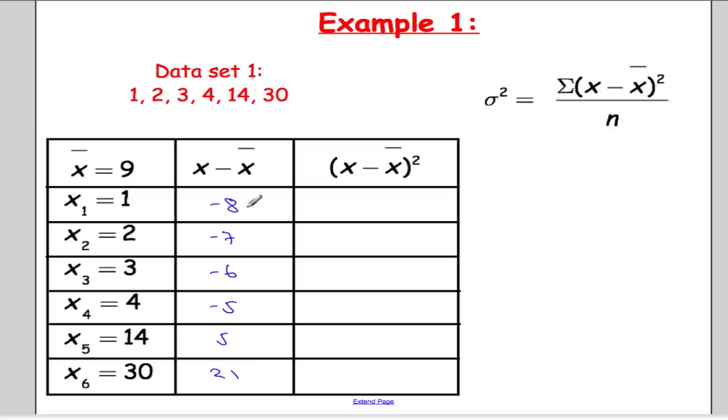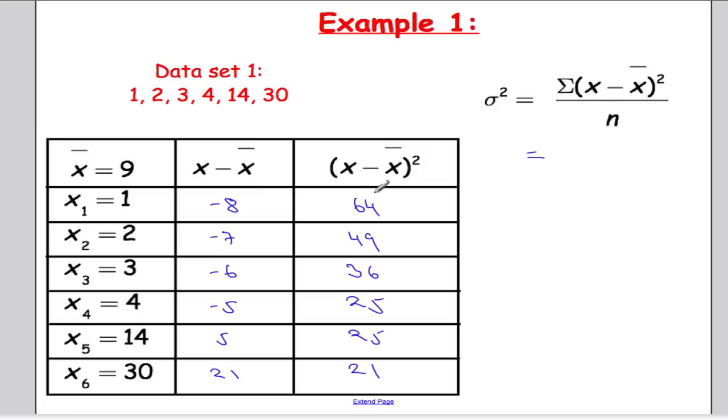And what we're going to do now is we're actually going to square all of these, and that will get rid of any negative numbers that we had. We didn't want negative numbers, so by squaring we can actually get rid of those. So let's square each one. Negative 8 squared, 64. Negative 7 squared, 49. Negative 6 squared, 36. 25, 25, and 21.